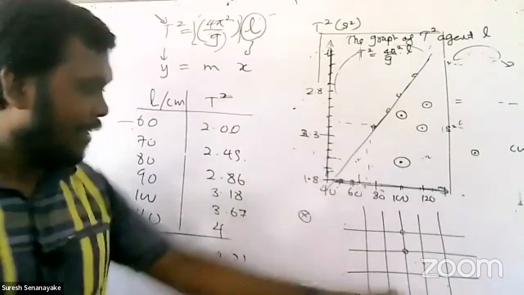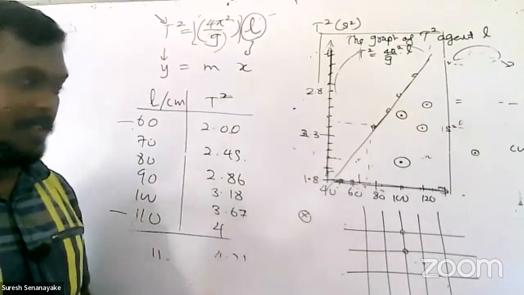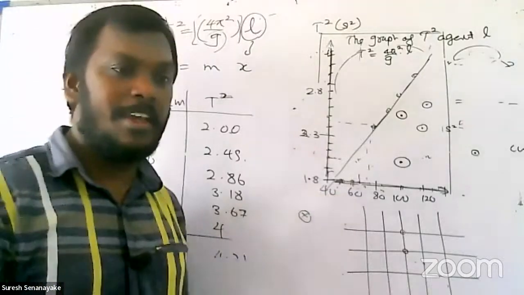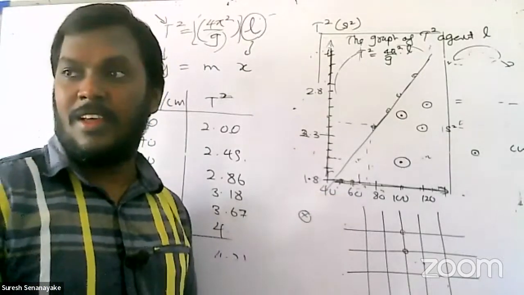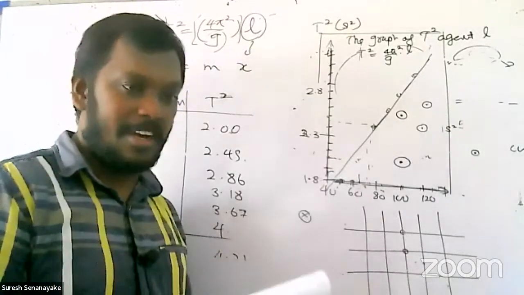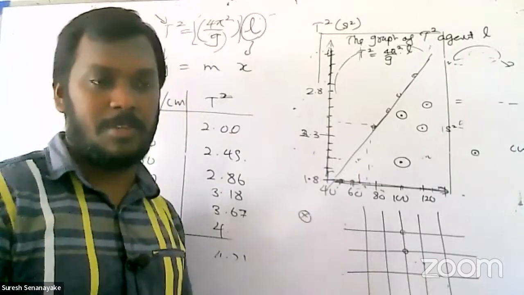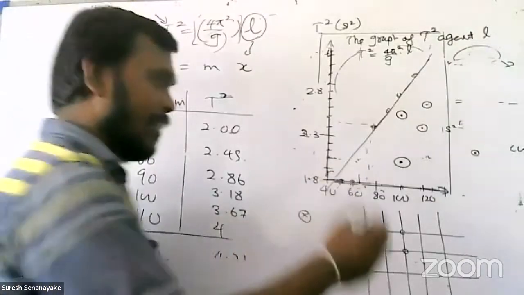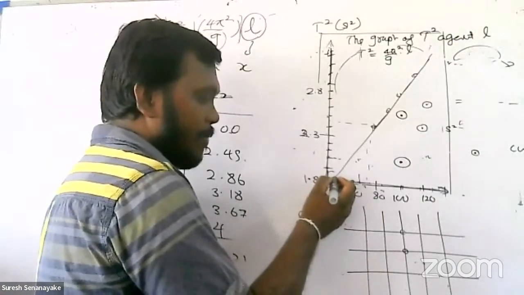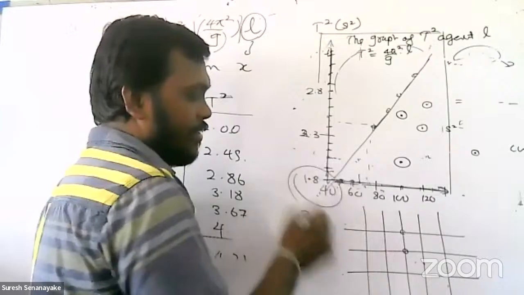The graph's origin is where 0 is. So from this we cannot take the gradient. Using this kind of graph, you cannot take a gradient here. Sorry, gradient you can get, but you cannot get the intercept here. Why? Because this is not 0, 0.